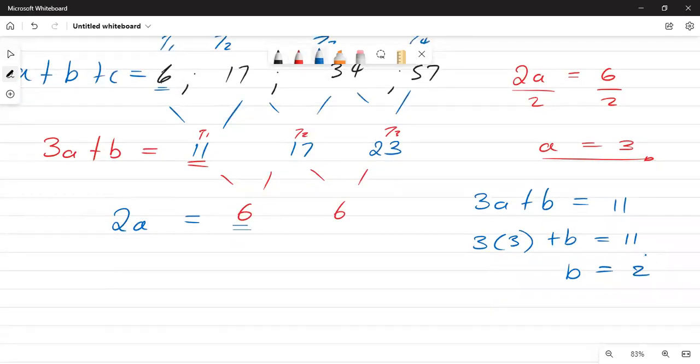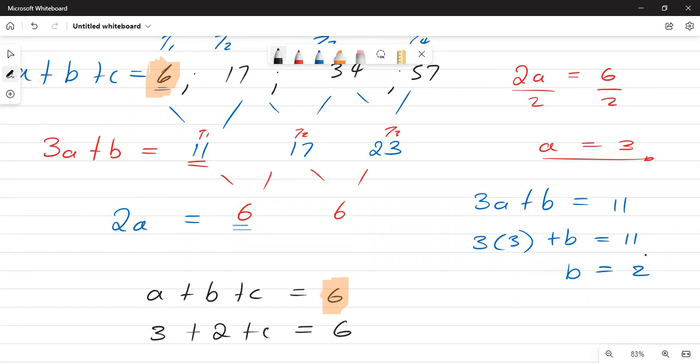Last but not least, you can calculate for a plus b plus c is equal to 6, which is the first term of the pattern. To specify, the 6 that I'm using is that one there, which means you're going to have a plus b plus c is equal to 6. Your a is 3, your b is 2, your c is unknown, equating to 6.